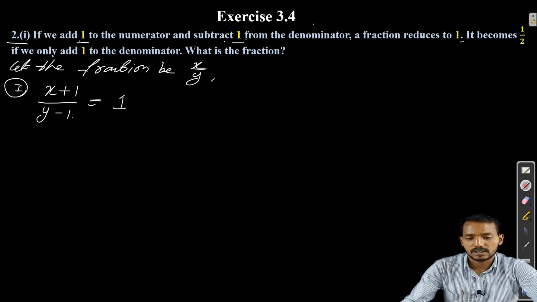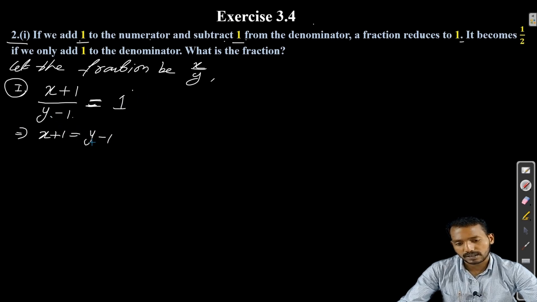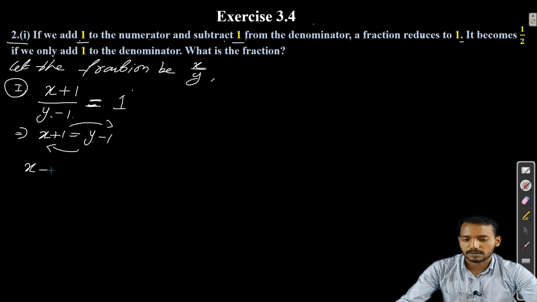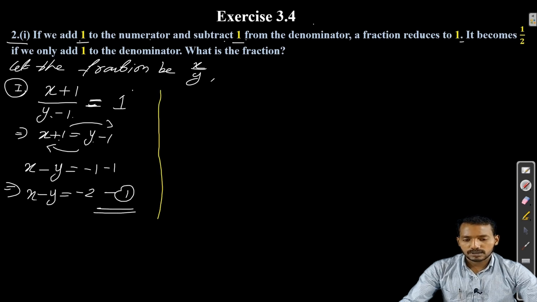So that implies x plus 1 is equal to, taking the denominator to the right side, 1 into y minus 1, which is y minus 1. Take this y to the left side and 1 to the right side, so it will be x minus y equal to minus 1 minus 1. That implies x minus y is equal to minus 2. Equation number 1.